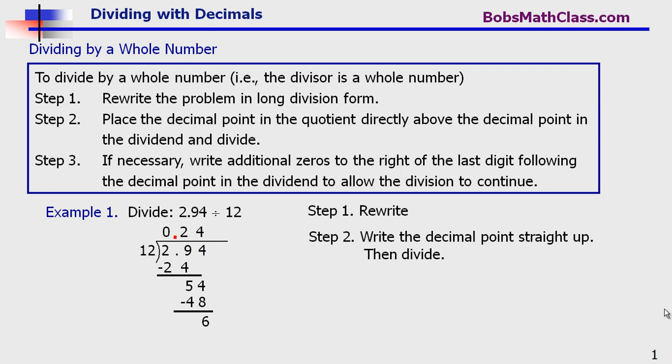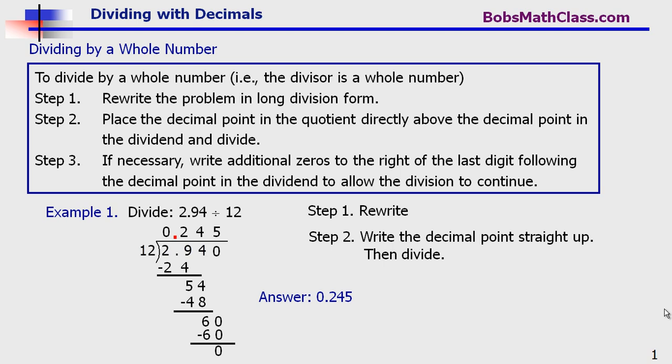And then I have to bring down the next number, but there isn't a number. So this is where that step 3 comes into play. We could put a 0 there, and then bring that straight down. And then 12 into 60 goes 5 times. And there's no remainder. So that's our final answer, 0.245, or 245 thousandths. First number is tenths. Second number is hundredths. And the third number is the thousandths place after the decimal point. So that would be 245 thousandths.